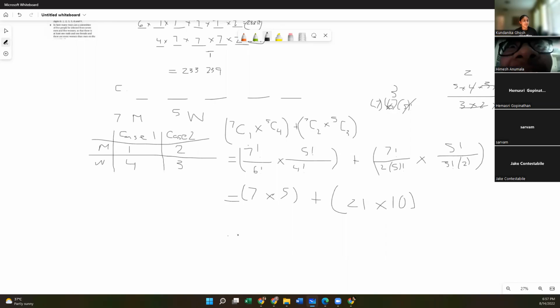So our final answer is going to be 35 plus 210, which equals 245. So your answer for this should be there are 245 ways in which a committee of 5 people can be selected from 7 men and 5 women, so that there is at least 1 male and 1 female, and there are more women than men in the committee.